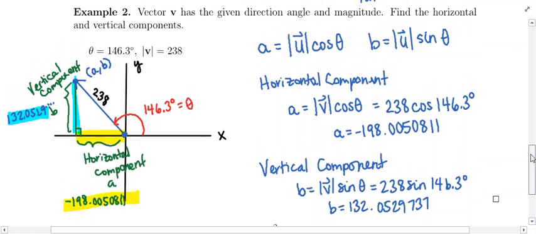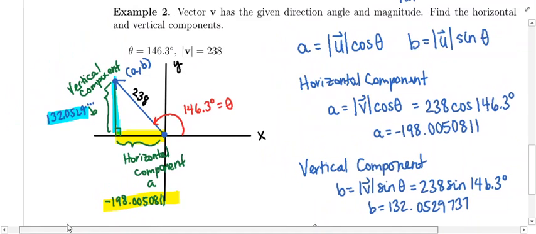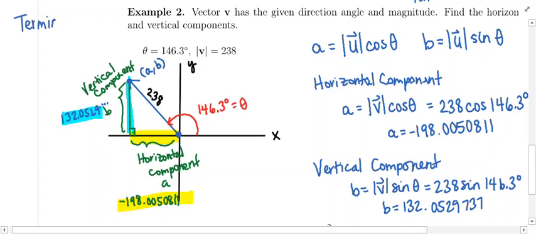So what that tells us is the terminal point of this vector is located at this point, A, B. The A value is this negative 198.005. I'll just round to 4 places after the decimal. The vertical component is this number, so that's this terminal point. We know the horizontal component, which is the x value, and we know the vertical component, which is the y value.